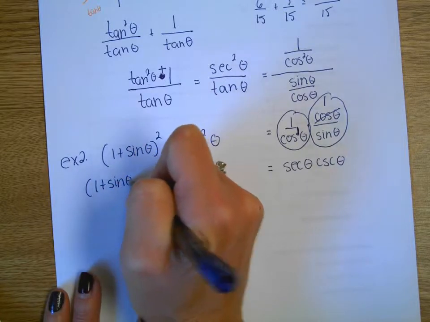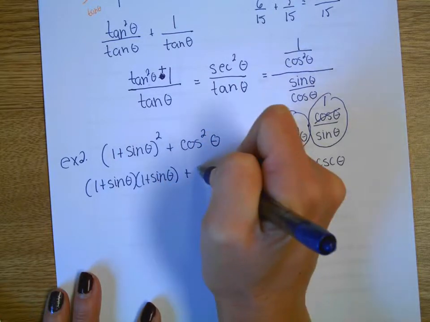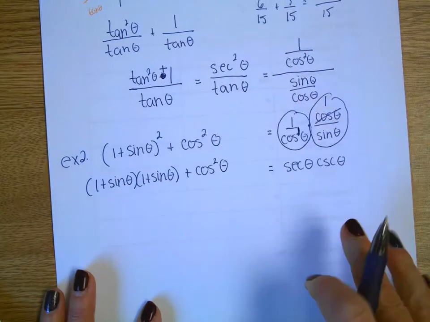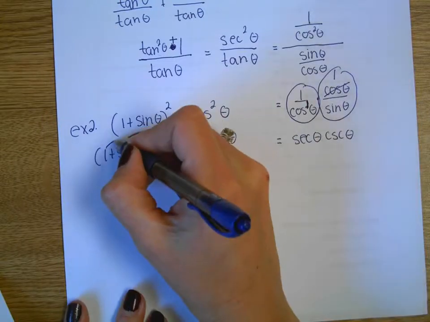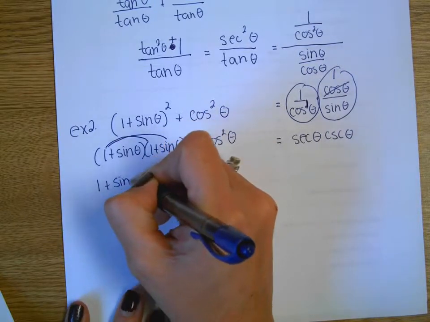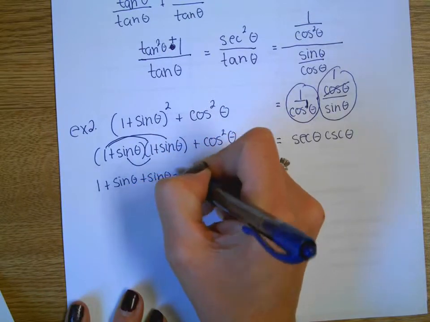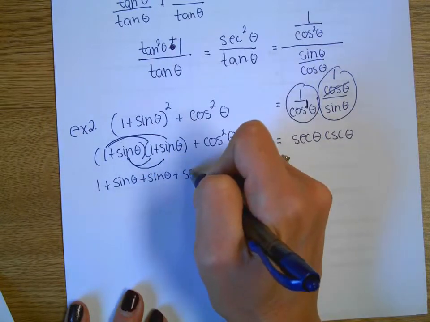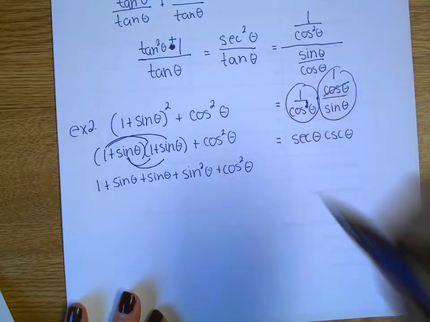Yes, lots of algebra here. So now we got 1 squared. You cannot distribute, just put them separate. So now I'm going to FOIL. So 1 plus sine plus sine plus sine squared, plus cosine squared. Outside.